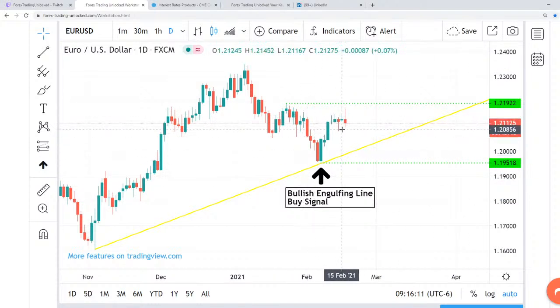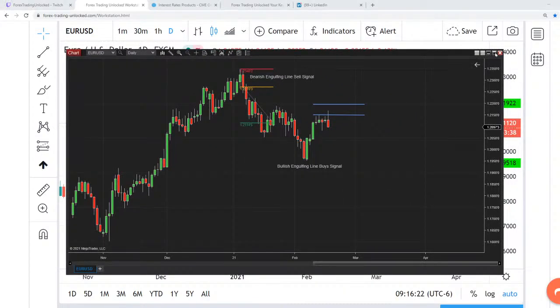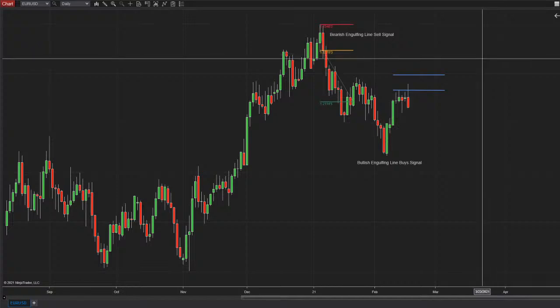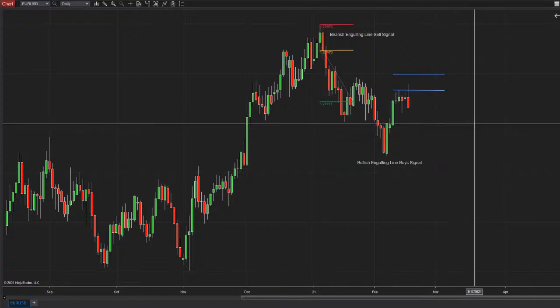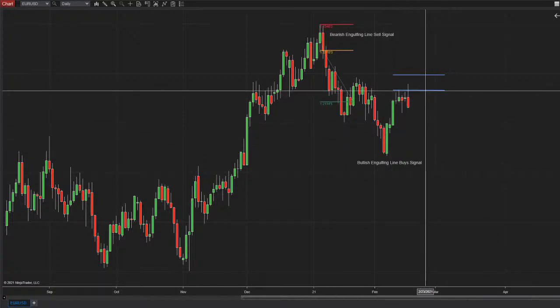So far, last week we actually touched our target 1 level that we had established already. In fact, we are going to show you something here on NinjaTrader. I don't know if any of our viewers are familiar with NinjaTrader. It's a great charting platform that you can connect your Forex, futures and equities accounts to and trade directly from the charts. We're not going to get into that today, but what we are going to look at is how we had already established from this bullish engulfing line these two levels right here.